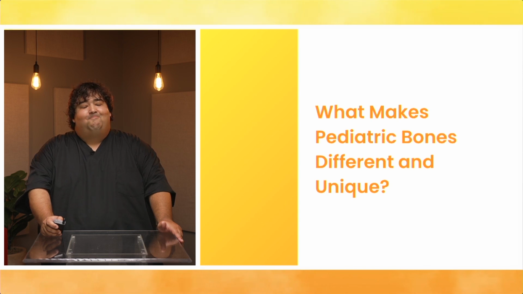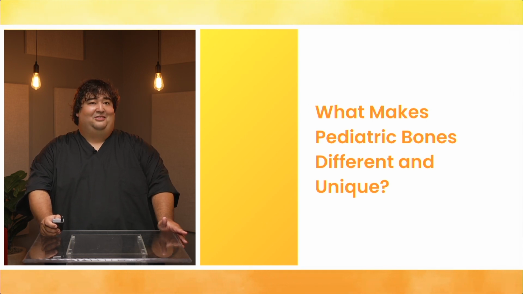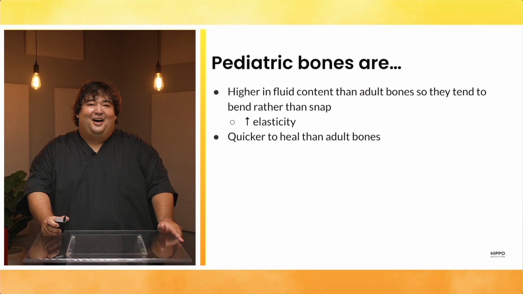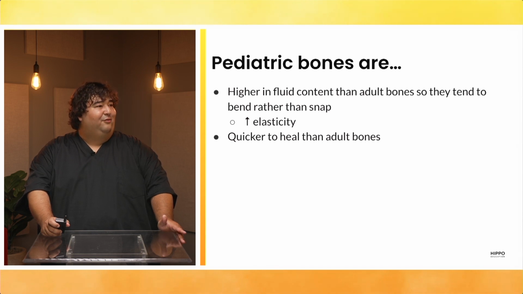So one of the main topics that I think always scares people when it comes to pediatric plain film imaging is what makes pediatric bones different from adult bones. These are not just little adults, as they say. So pediatric bones have a higher fluid content than mature adult bones, which means that they're going to break a little bit differently than you see in adult patients. Because of this fluid content, these bones tend to bend rather than snap.